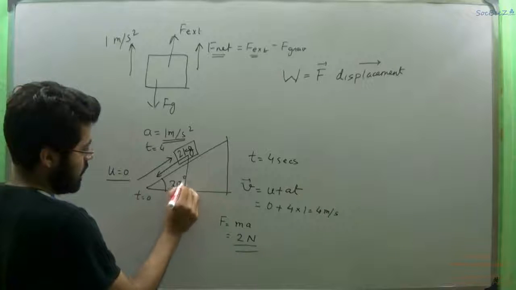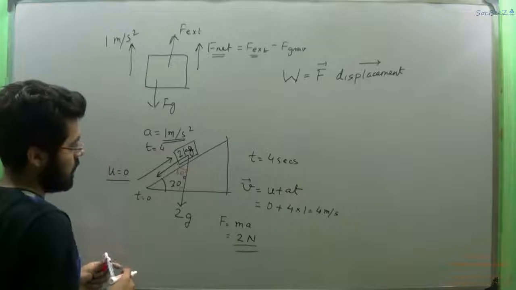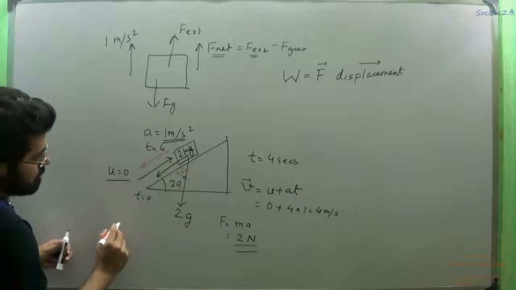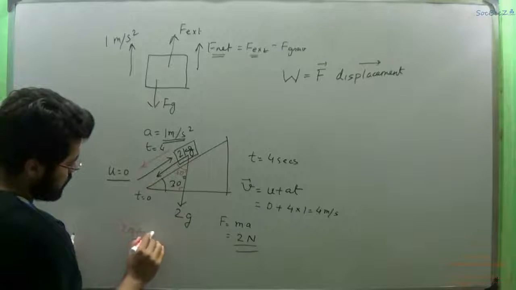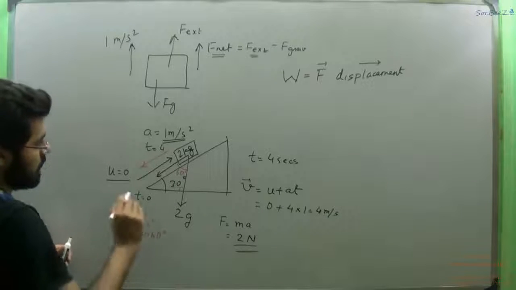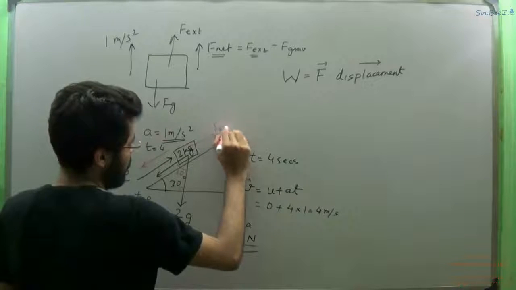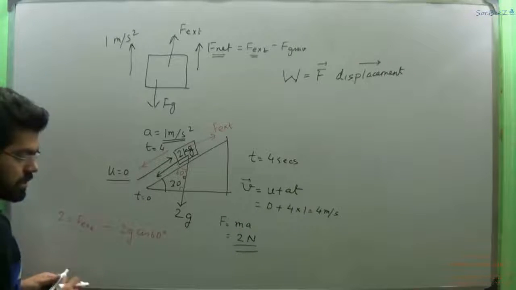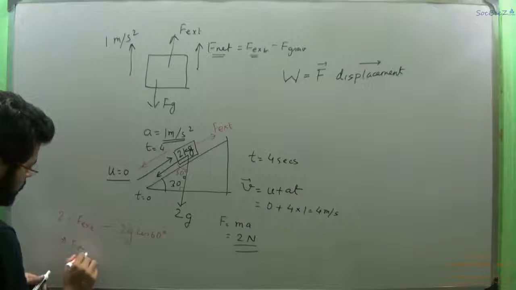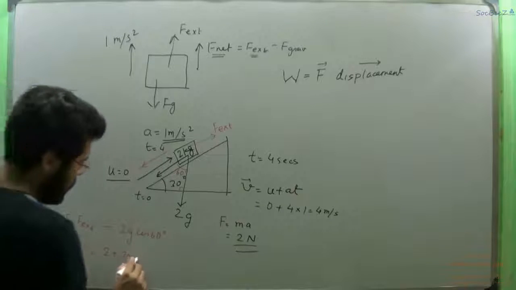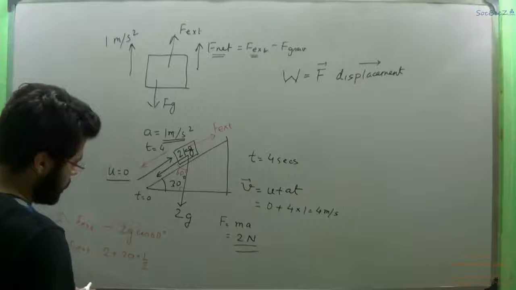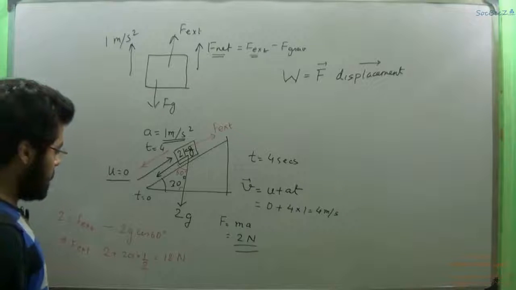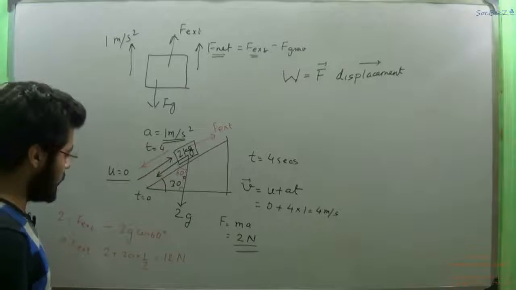If this is a 30 degree angle, this is 90, it means this is 60. So the force along this direction, downward along the incline, is 2g cos 60, and the force being applied by this machine is this external force. So 2 is equal to F external minus 2g cos 60. So F external is equal to 2 plus 20 into half, that is 12 Newton. So this is the external force being applied to the block, basically.